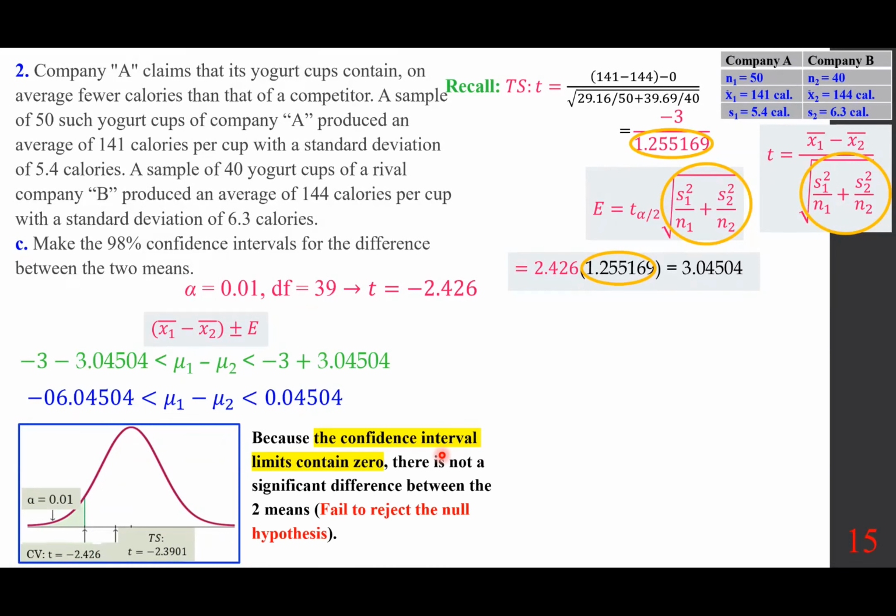Because the confidence interval limits contain zero, notice we go from negative to positive, therefore zero is in between. Because the confidence interval limits contain zero, there is not a significant difference between the two means. Fail to reject the null hypothesis.